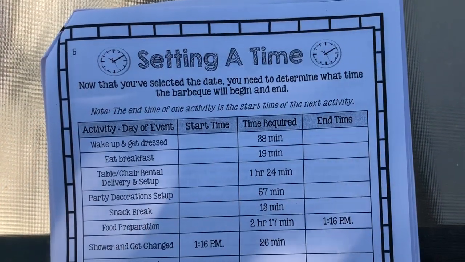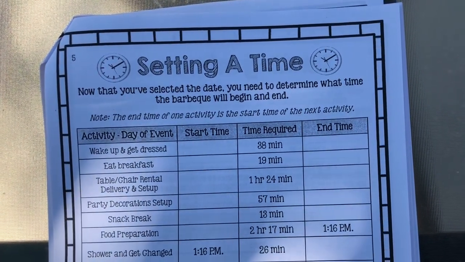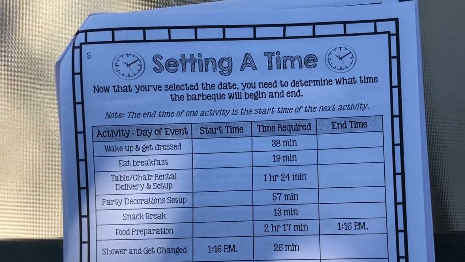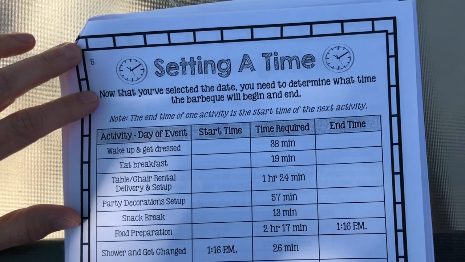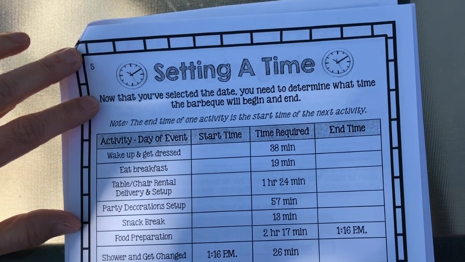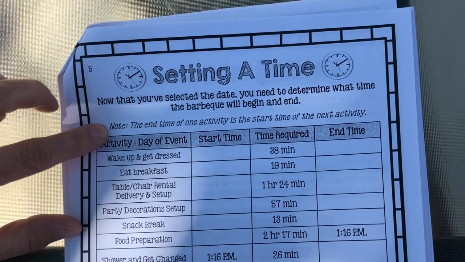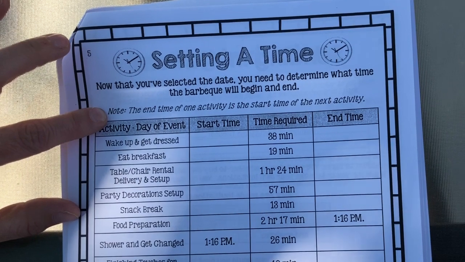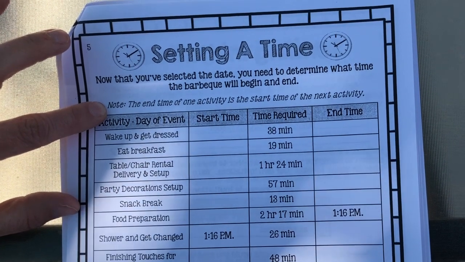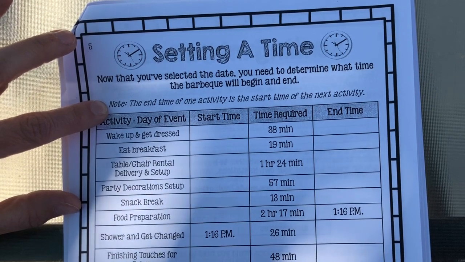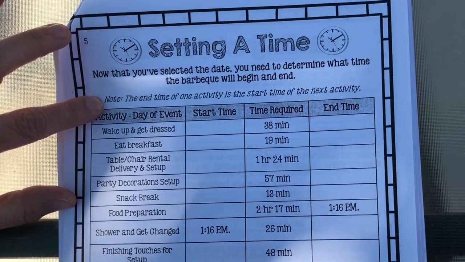Okay guys, so this is day 2 of your backyard barbecue, and you're going to be setting a time. And it says right here, now that you've selected the date, you need to determine what time the barbecue will begin and end. Pay attention to the note here. It says the end time of one activity is the start time of the next activity.